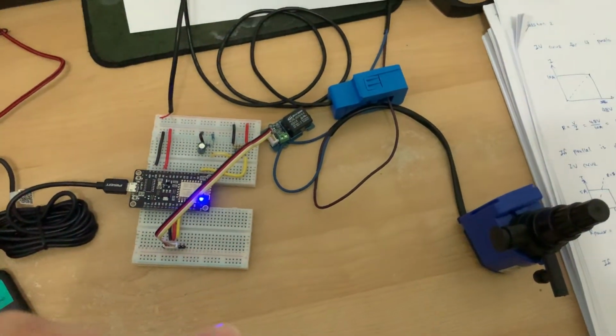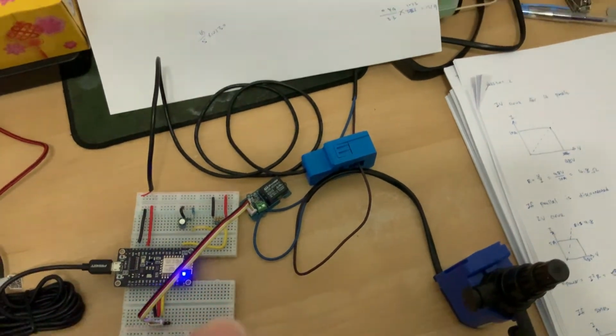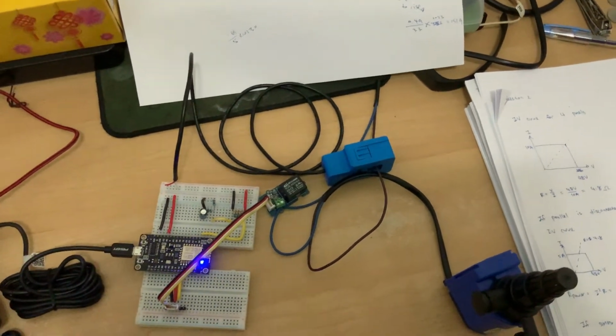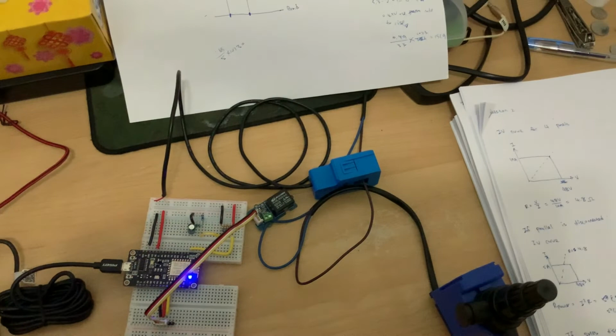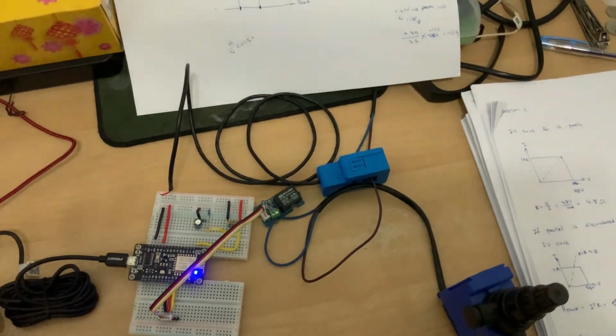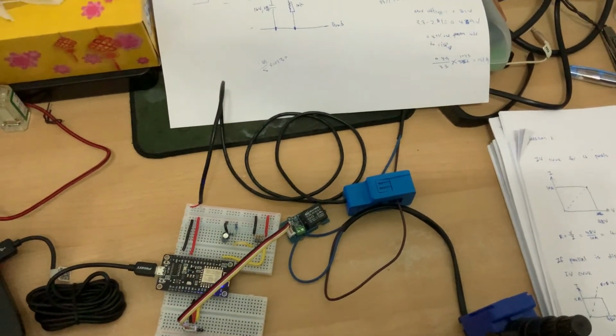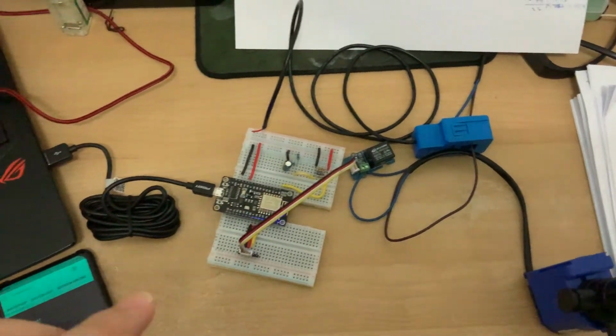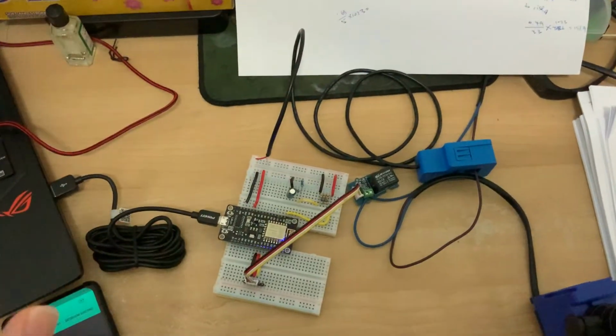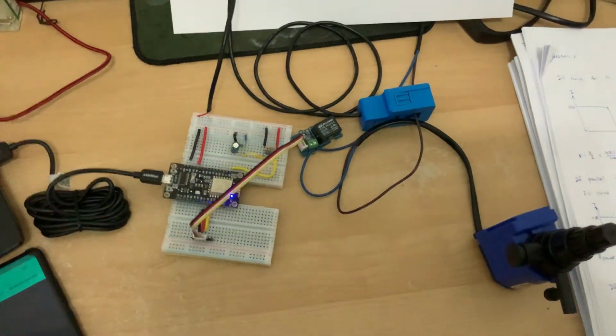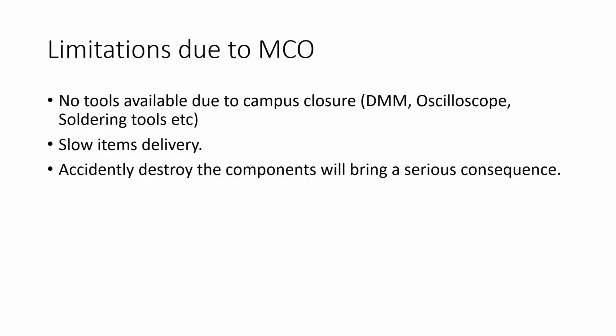And actually we also have one voltage transformer that will help us measure the voltage, but however, due to the MCO, it's still stuck in China, so it's unable to be delivered here. So I only assume the voltage is 230 for now to calculate the power. Alright, so what are the limitations to us due to the MCO?